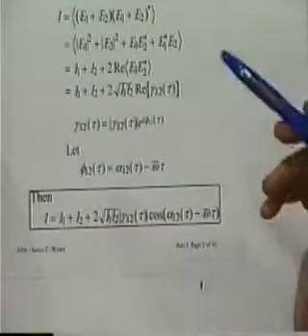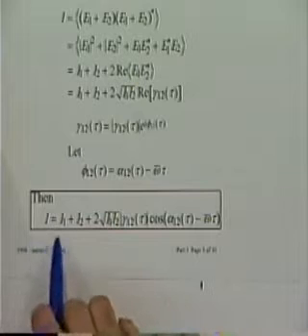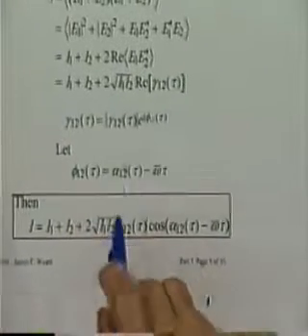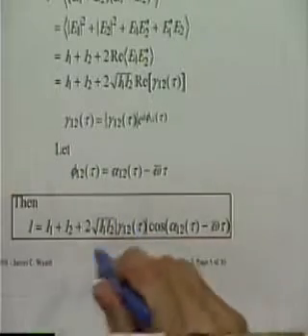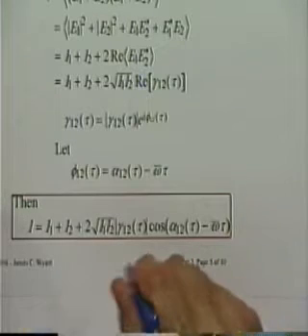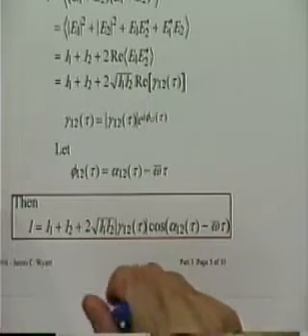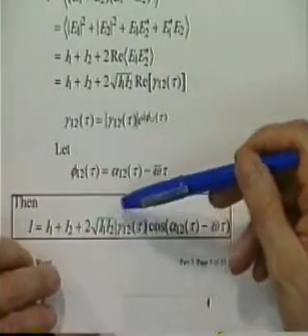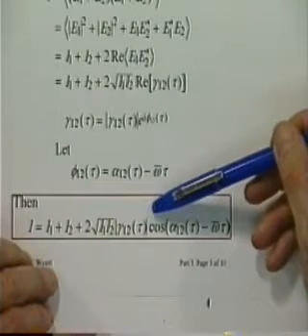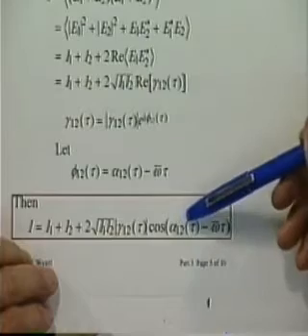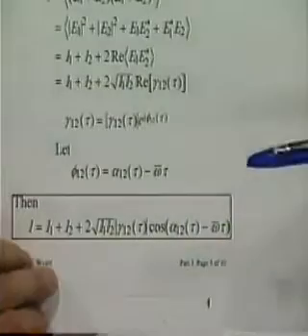Then we can rewrite this as irradiance is I1 plus I2 plus 2 square root of I1 I2, times the magnitude of gamma 1, 2 of tau, times the cosine of alpha 1, 2 of tau minus omega bar tau. This is the equation that I hope you're dreaming about.